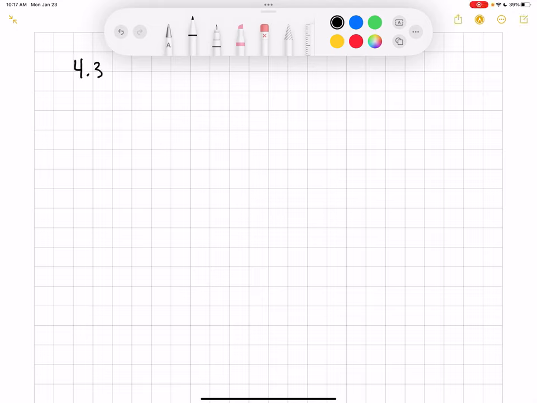So 4.3, graph using intercepts. I think overall this is probably the easiest method of graphing. It's probably my favorite.